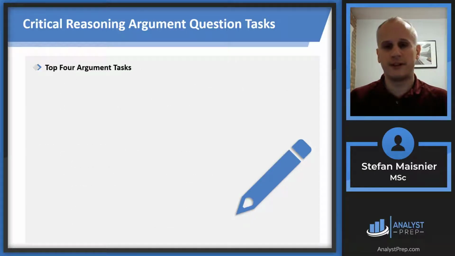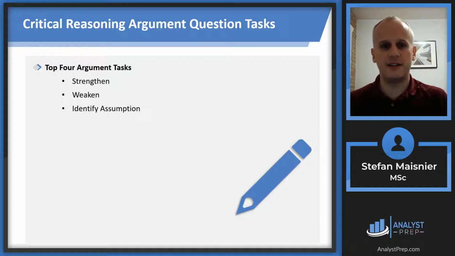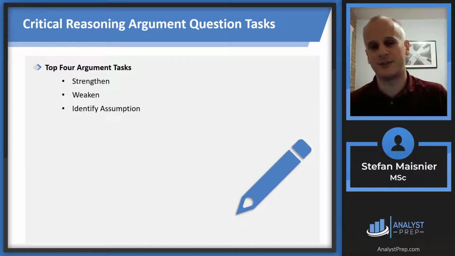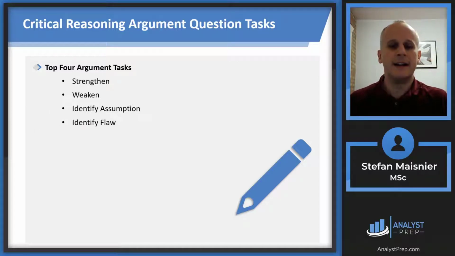So our top four argument tasks are just going to be the most likely candidates for argument questions that you'll see in critical reasoning. First is going to be strengthen, second is going to be weaken, and they're basically going to be flip sides of the same coin. Sometimes you'll be asked to strengthen the likelihood of the conclusion, sometimes you'll be asked to weaken the likelihood of the conclusion. You'll also frequently see questions asking you to identify an assumption, so that's basically asking you to find something that must be true to believe whatever the conclusion ultimately is. And you'll also sometimes see questions asking you to identify a flaw, which is basically requiring you to consider the information presented and find something that makes the conclusion seem inherently unlikely.